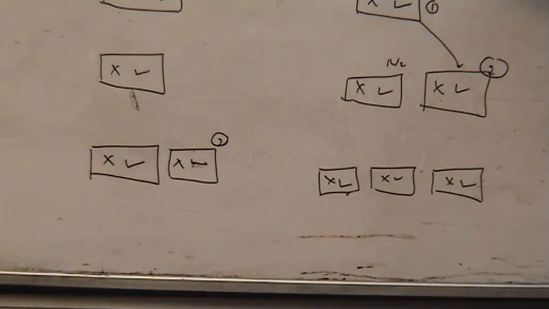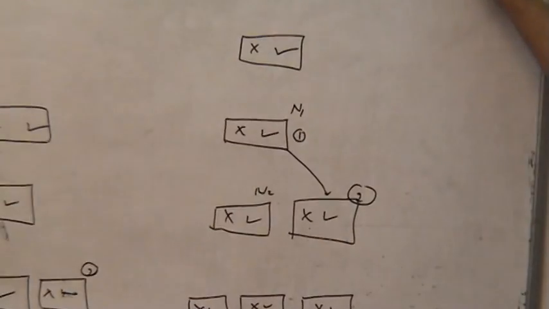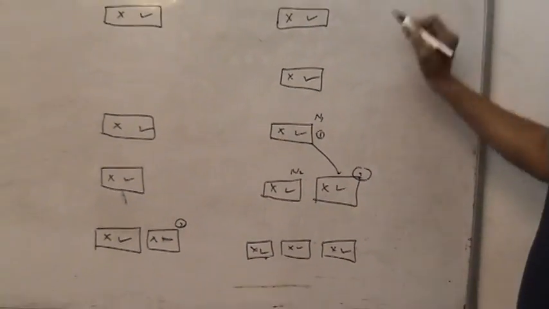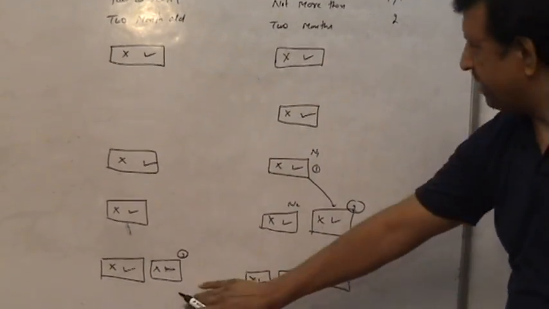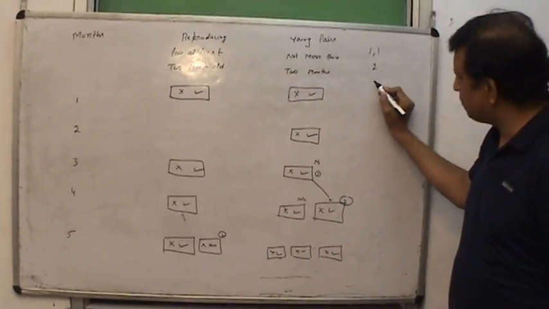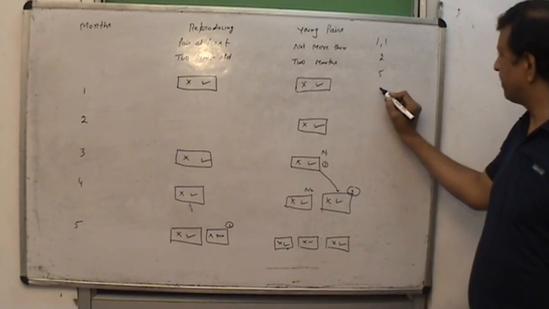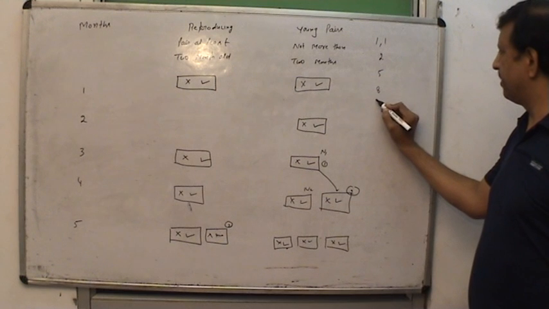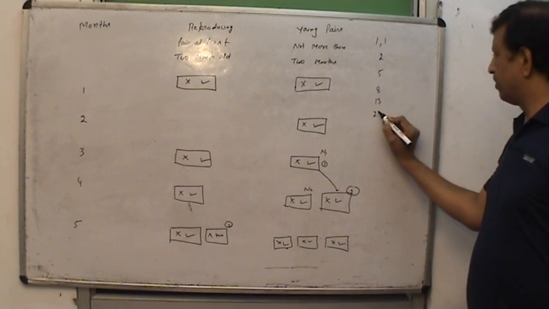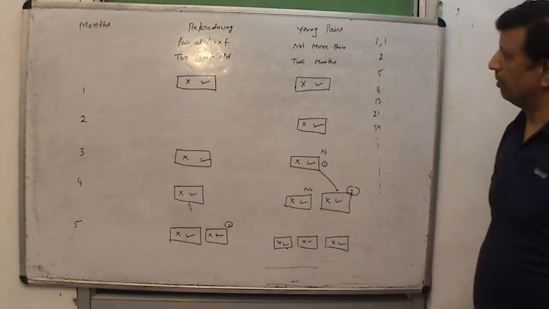In the first month, there is only one pair. Second month, only one pair. In the third month, two pairs. And in the fourth month, 3 pairs, and in the fifth month, it is 5 pairs. Similarly, if we produce this table, we will get the numbers 5, 8, 13, 21, 34, and so on.